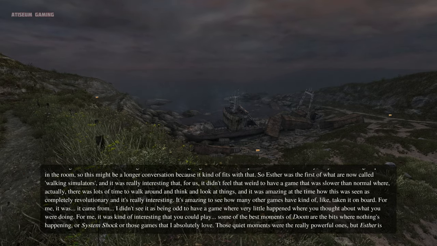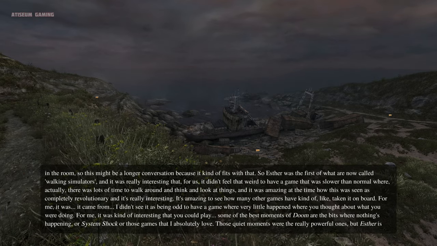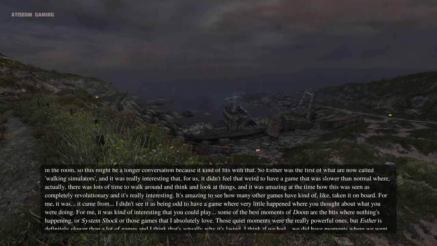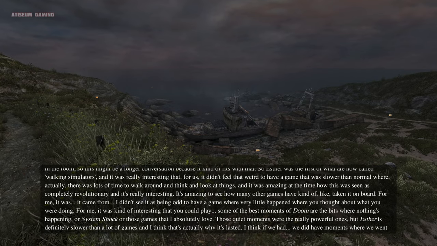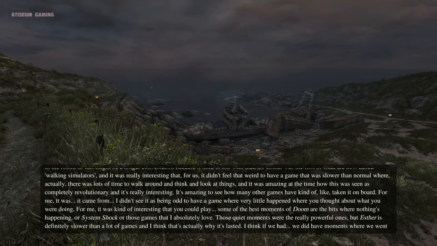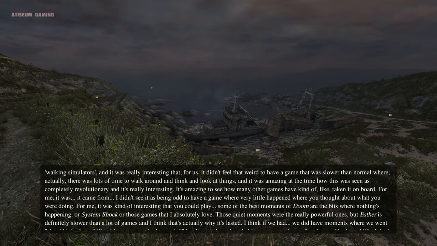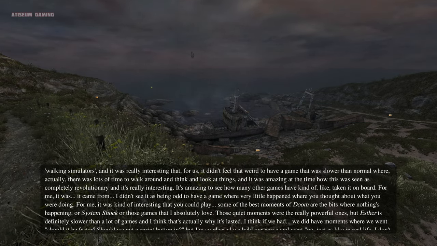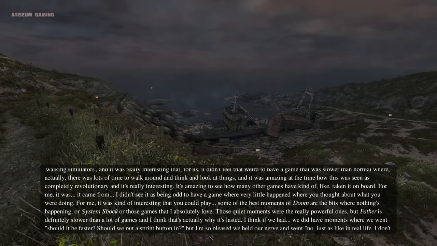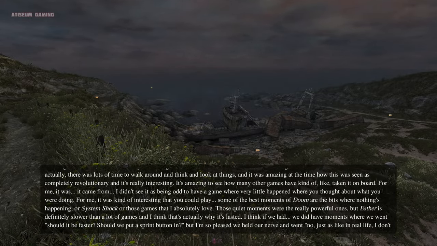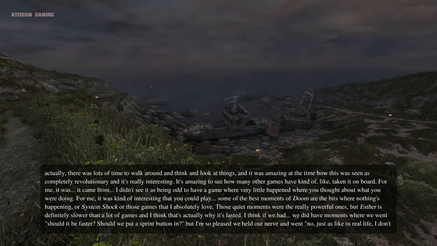So Esther was the first of what are now called walking simulators. And it was really interesting that for us, it didn't feel that weird to have a game that was slower than normal, where there was lots of time to just walk around and think and look at things. And it was amazing at the time how this was seen as completely revolutionary. And it's amazing to see how many other games have taken it on board.